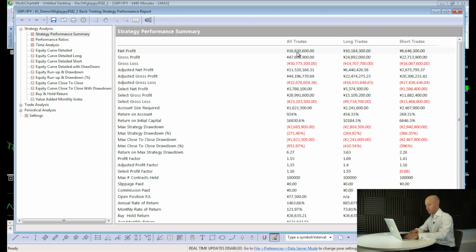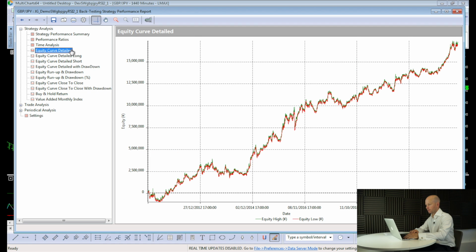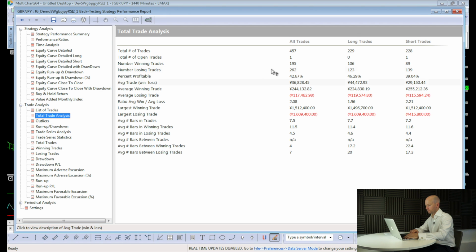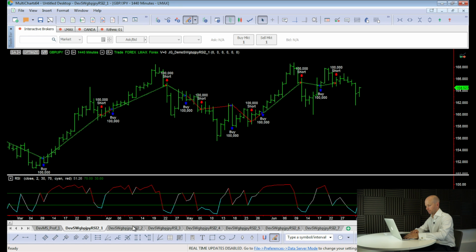Making 16.8 million yen over that time period. There's the equity curve, very nice equity curve. 457 trades. We've got an average trade value of 36,000 yen. That's equivalent to 36 pips. Percent profitable. It's a trend following strategy. Not very profitable, 42%. But first things first, let's look at putting in a stop loss.